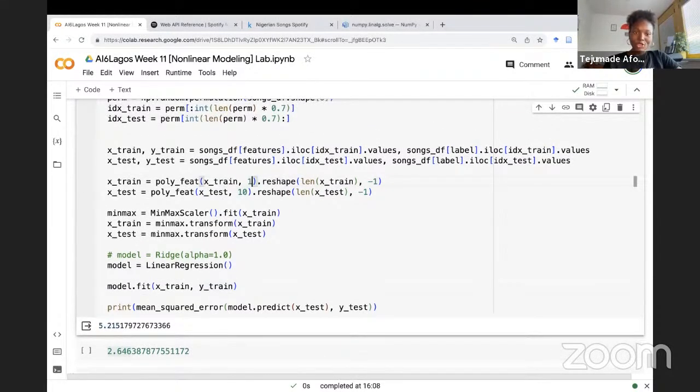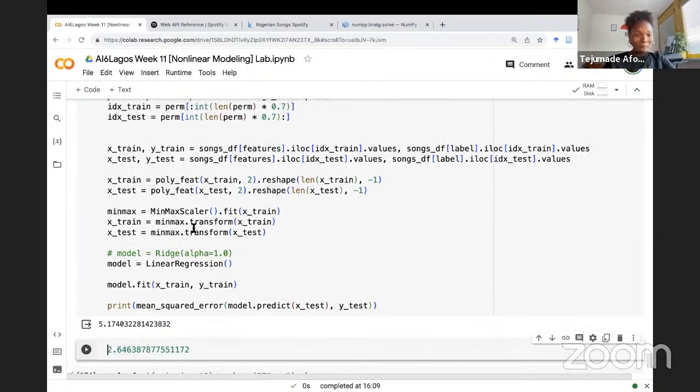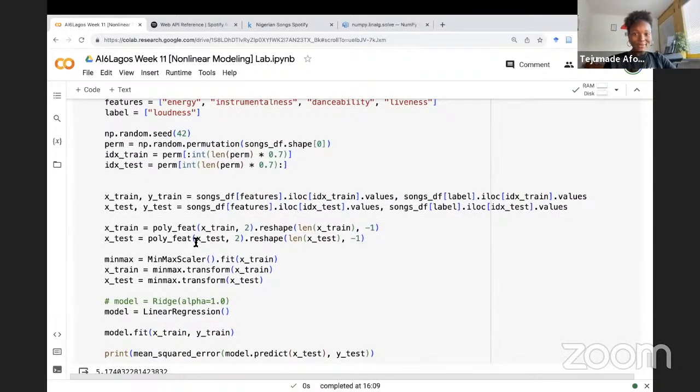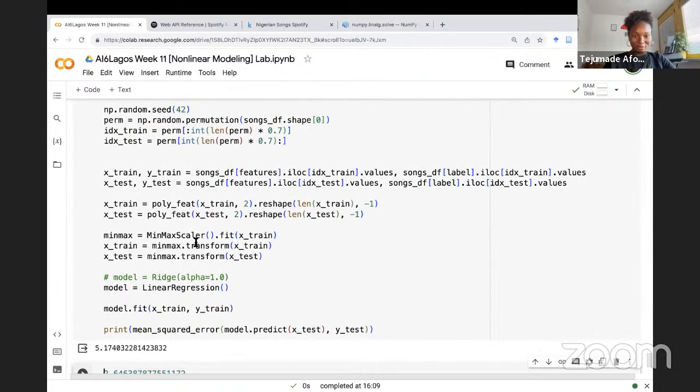Maybe 10 is not good. We just said that 10 was not good. Let's use 2 for now. Oh, this is terrible. Okay, anyway, you see what I'm trying to do here? This is not good. So we need to think a little bit more about this. Maybe something is not right.